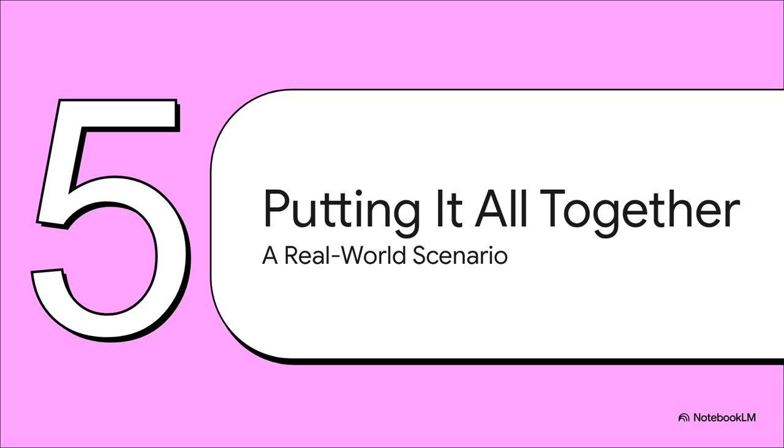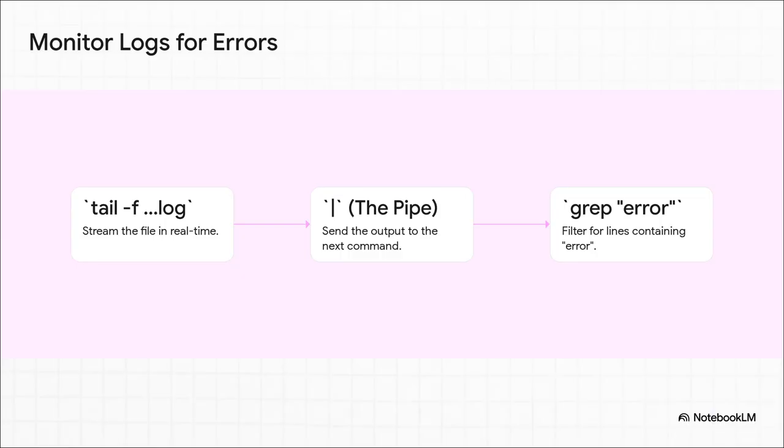And now for the really fun part. Let's combine a few of these simple commands to do something that's actually really powerful and solves a real problem. So here's the scenario. We want to watch a log file as it's being written and see if the word error pops up. First, we use the command tail -f. This gives us a live stream of a file.